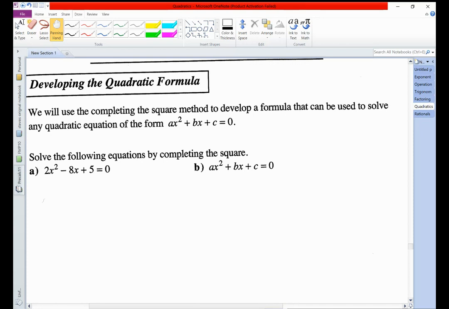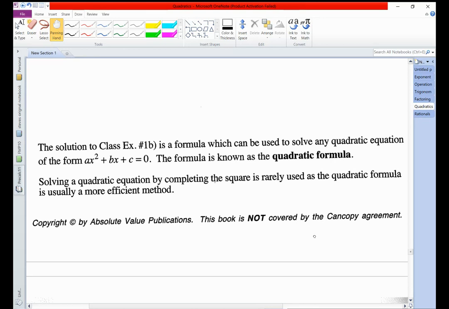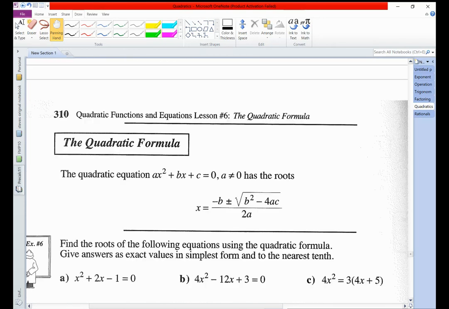This page shows you how it's built. I'm not going to go through that. If you really don't believe that it works, I can show you the proof. But for now, we're just going to scroll to the next page and look at the quadratic formula. x is equal to negative b plus or minus the square root of b squared minus 4ac, all divided by 2a. So what are a, b, and c?